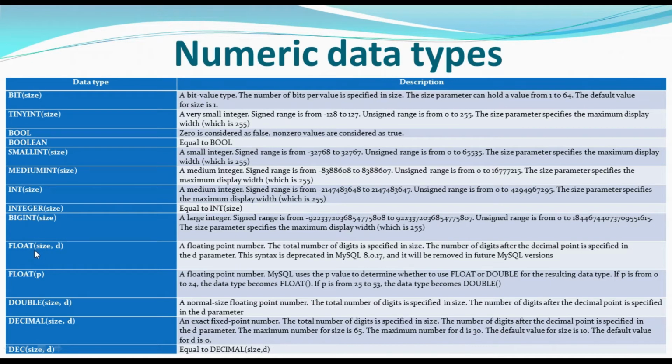You can also have float, where you give the size and the number of decimal places. So float takes 2 arguments in its parentheses: the size and the number of decimals after the floating point. If I want 2 decimal places, I can just give 2 so that the user can only enter 2 decimal places after the whole number. We have double and decimal, so you can just read through the descriptions to understand.